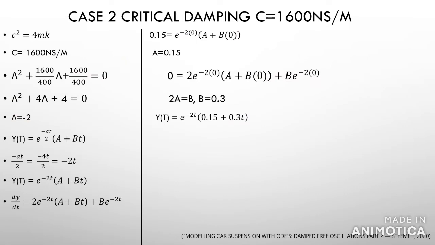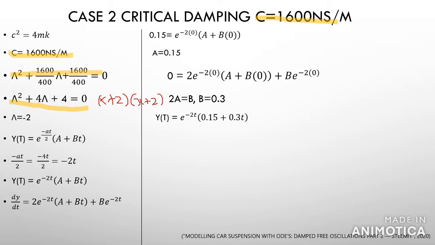Next, if I use critical damping. So for critical damping, I make my spring constant 1600, here. And I sub inside my equation, the same equation as before, which is lambda squared plus c lambda plus k equals 0. So I get lambda squared plus 4 lambda plus 4 equals 0, which can be factorized to be (x plus 2) and multiply with another (x plus 2).